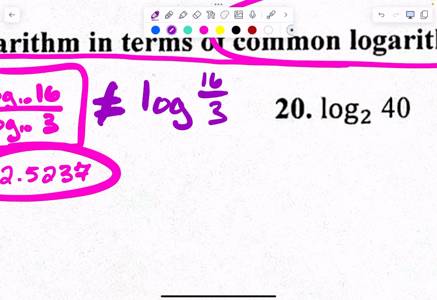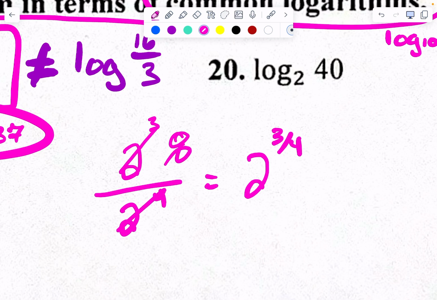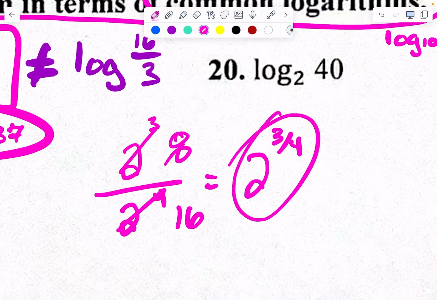Let's say I have 2 to the third power over 2 to the fourth power. It would be like saying that's the same thing as 2 to the 3/4 power, right? That's not. 2 to the third power is 8. 2 to the fourth power is 16. That's not the same as 2 to the 3/4 power. 3/4 isn't even a whole number.